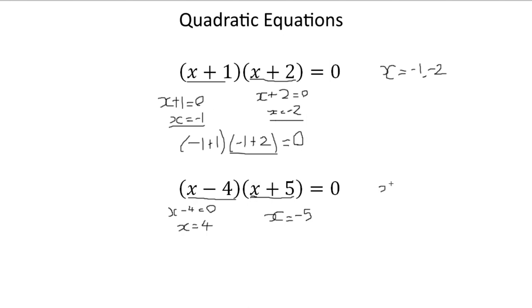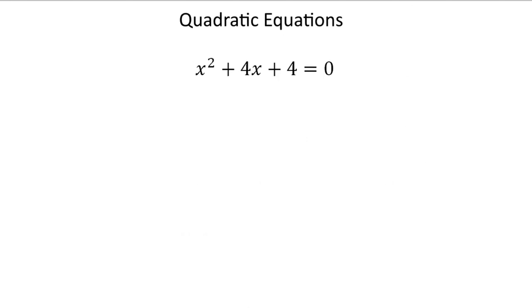So for this equation, we say x is equal to 4 or minus 5, and that is it. So that's solving quadratic equations where you already have it all factorized out like this, in factorized form. Now this type here is the more common kind of quadratic you'd find.